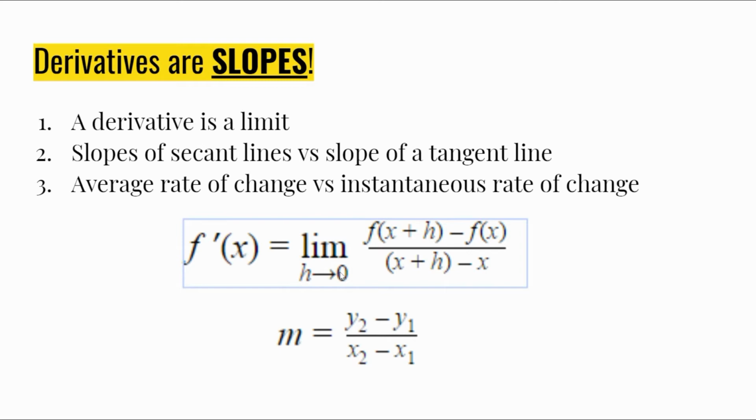So the limit as these points get closer and closer together is going to give us the instantaneous rate of change, which is also the slope of the tangent line. And that's why the derivative is really just a slope.